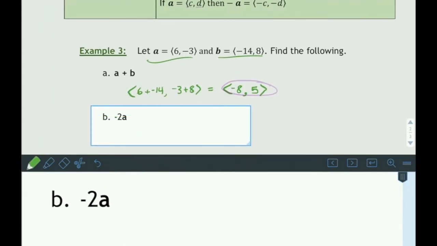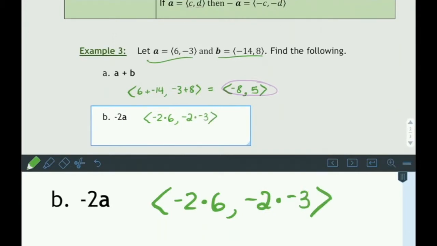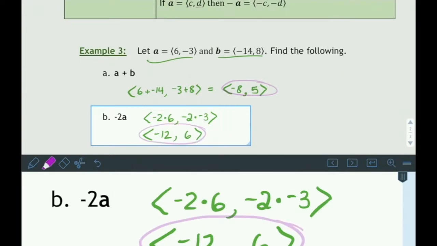If you're going to multiply vector A times negative 2, you're just going to multiply your horizontal component times negative 2 and your vertical component times negative 2. And your resulting vector is going to have twice the magnitude and opposite direction. So your resulting vector is going to be the vector negative 12, 6.